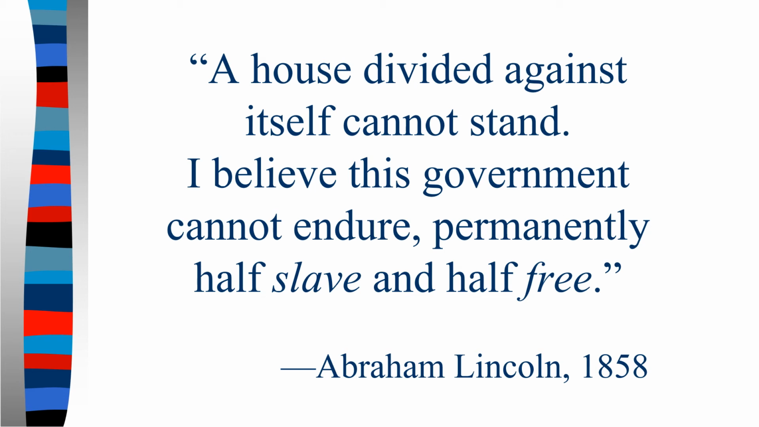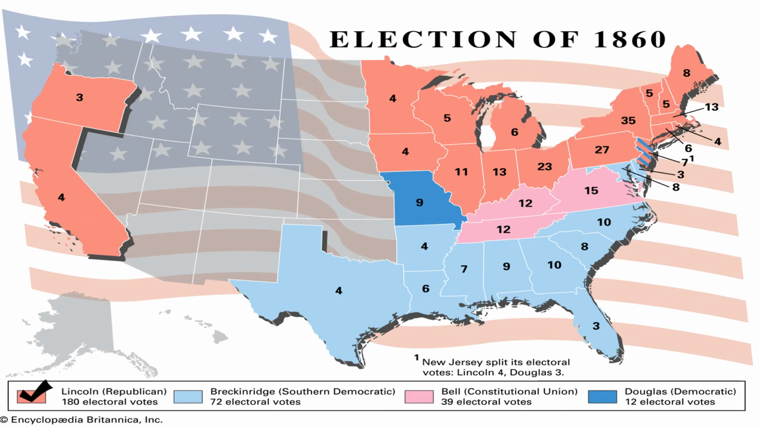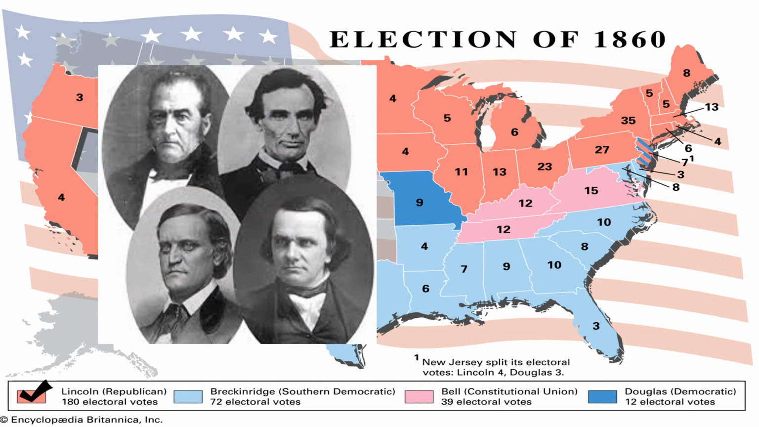Now, because of this, the South immediately started to dislike Lincoln. This idea that the country couldn't keep going half free and half slave goes against everything that they've been working for years. And so the South doesn't like Lincoln at all. So when the election of 1860 comes about, there's kind of a problem because the first thing is that we've got four guys running for president.